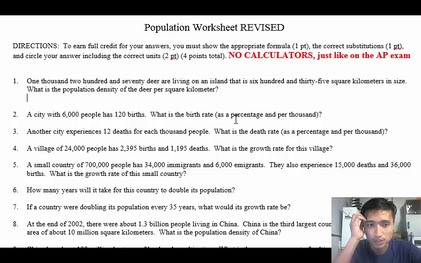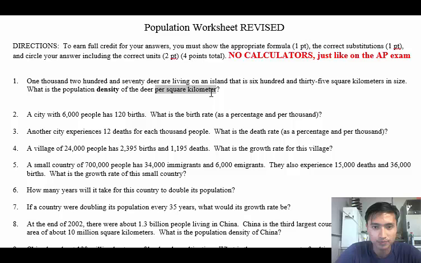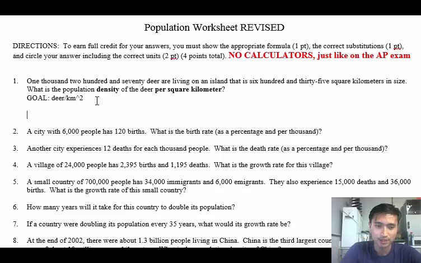Right. So the first question, 1,270 deer are living on an island that is 635 square kilometers in size. What is the population density of the deer per square kilometer? So what you're looking for, your goal for this problem, is not only square kilometers, but the number of deer per square kilometer. So that's going to be your final unit, all right? So let's look at the information given to us.